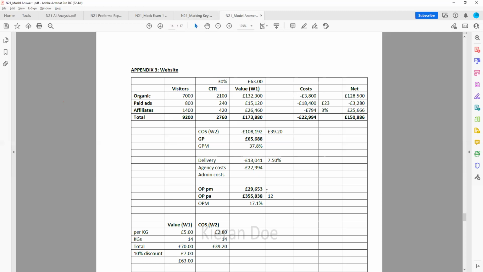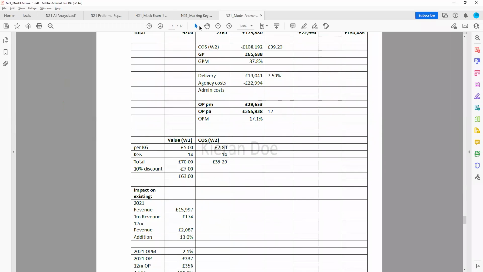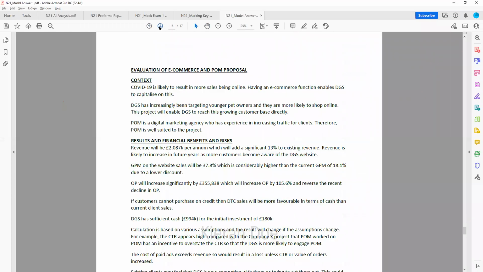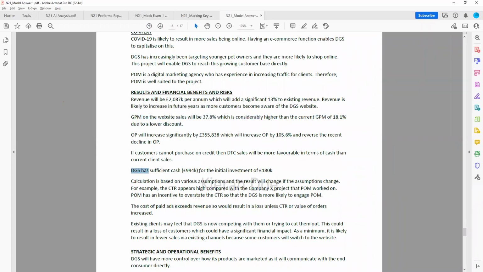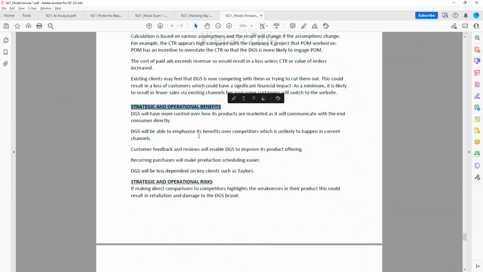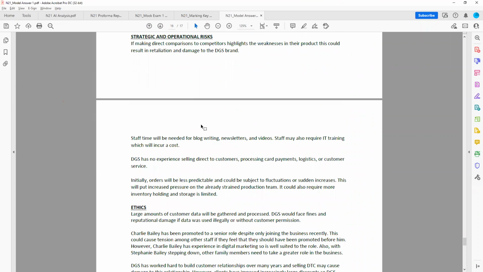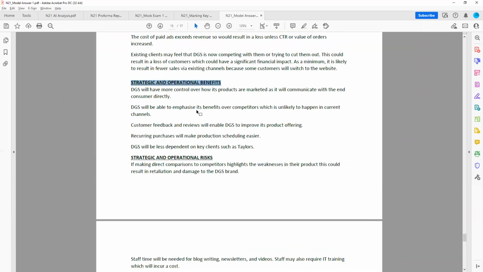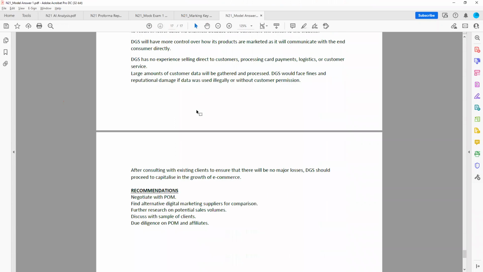But as long as your answer is broadly correct, for example, if you didn't know how to calculate some of these costs, but you'd still ended up with the other numbers being sensible, you could still get all of the other points. You can still analyze the results, etc. So I hope that's quite clear. You might get some of the headline numbers wrong, but actually you could compare the profit margin to the existing profit. You could see if they've got enough cash. You can question the assumptions. You could get all of the strategic operational benefits and risks because they tend to be quite independent. You could do ethics and conclude and recommend.